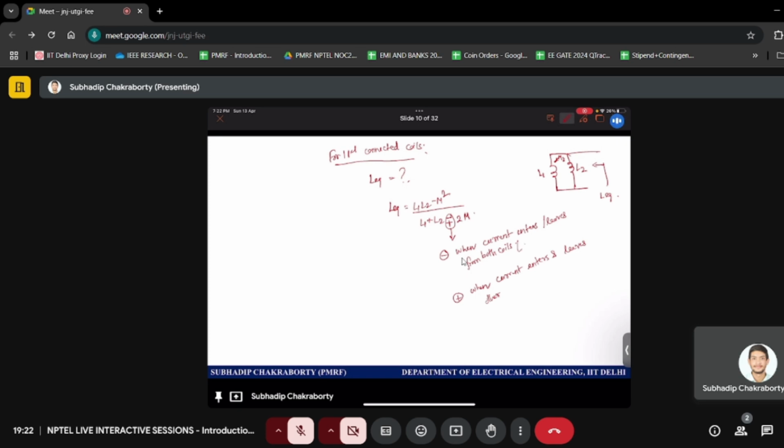So, or in other words, for aiding, I can say this is the one, and for opposing, I can say this is the one. So, how does the opposing will look like? Is the current, and this is I1 and this is I2. So you see, it is entering and it is leaving. So opposing. This is opposing.